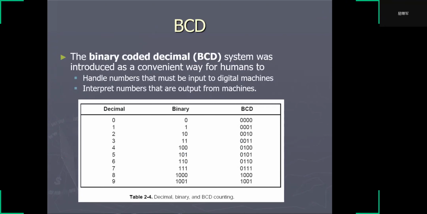BCD code, binary coded decimal. The BCD system was introduced as a convenient way for humans to handle numbers that must be input to digital machines and to interpret numbers that are output from machines.